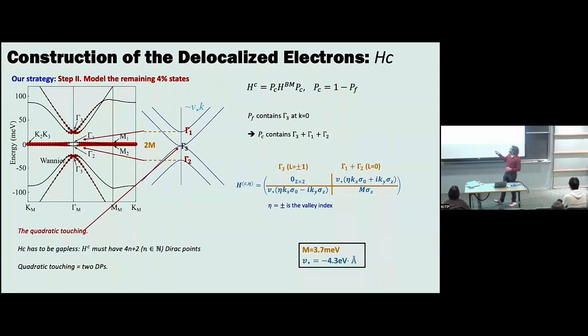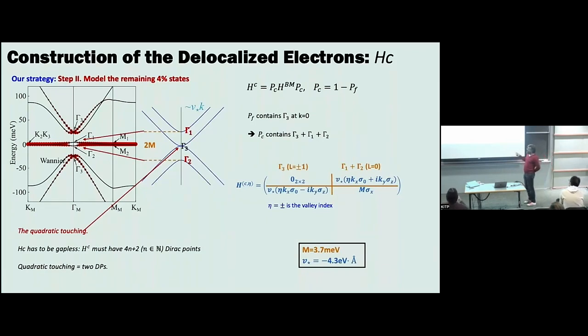Of course, this energy here is now just the bandwidth of the Bistritzer-MacDonald model. It's not like in Bernal graphene, 110 milli-electron volts. It's just very small. So the difference of energy between the gamma 1 and gamma 2 representation is just the bandwidth of twisted bilayer graphene. But this looks exactly like an AB untwisted bilayer, and the Hamiltonian for it basically proves this. So this you can obtain from symmetry arguments.